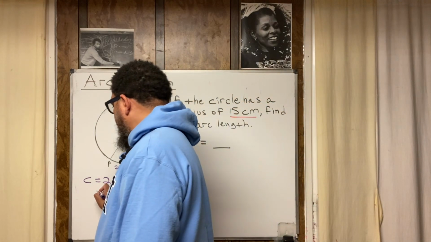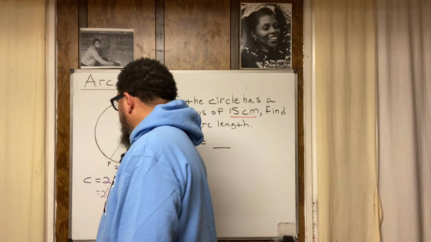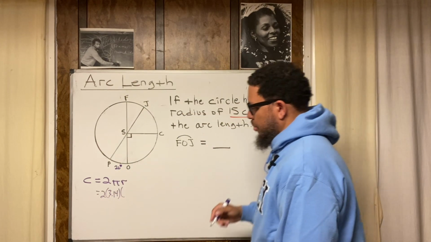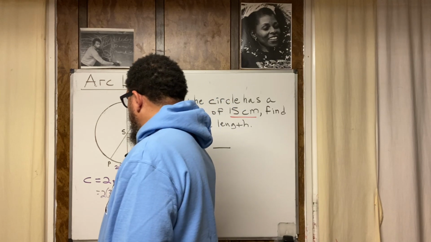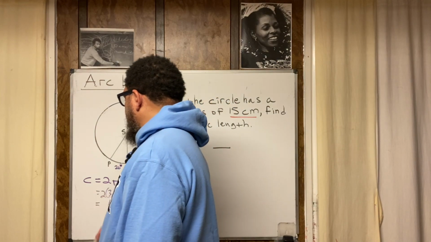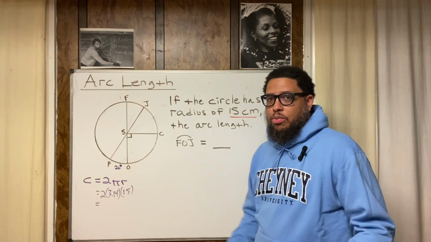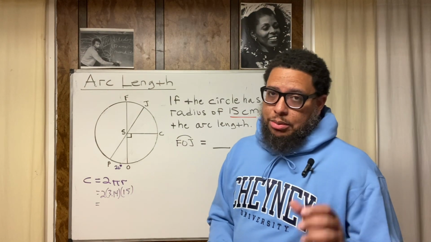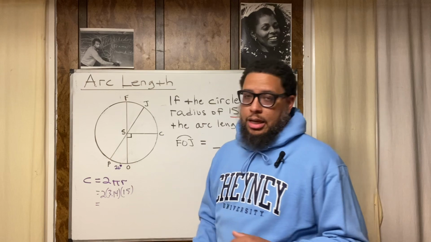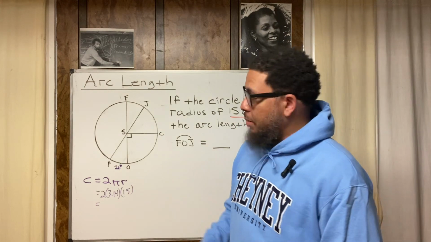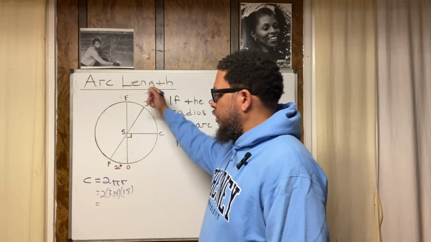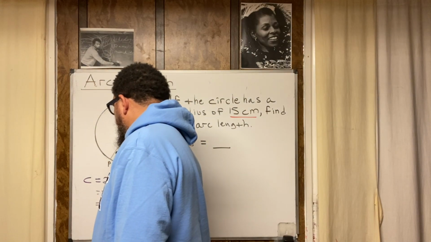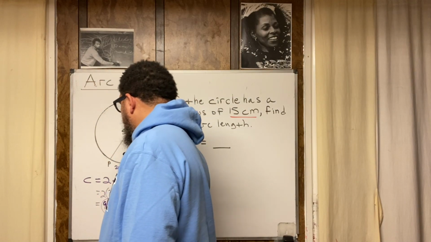So 2 pi r, that's 2 times 3.14 times the radius. What's the radius? 15 centimeters. All right. Now, I did a problem like this a little earlier. I took out my calculator. I did 2 times 3.14. That gave me 6.28. And I took the 6.28 that was still in the calculator and multiplied that by 15. It gave me 94.2. So that means the circle has a circumference of 94.2 centimeters. That's my circumference.